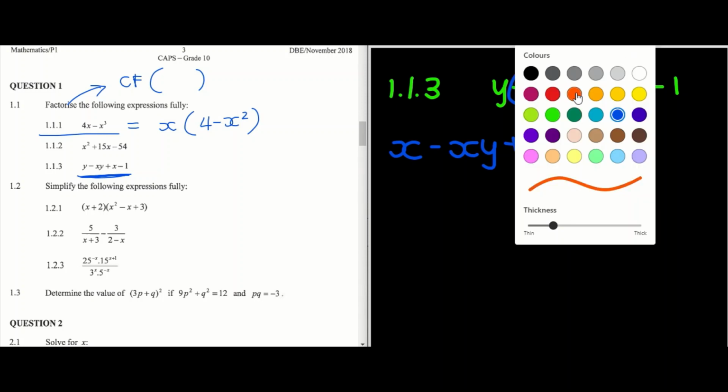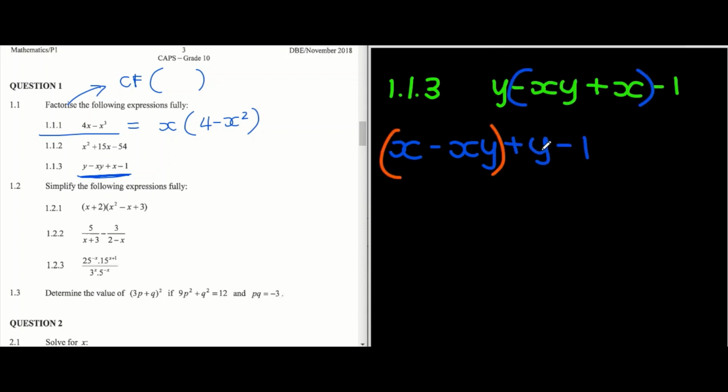Now, if we group these ones, we might be able to factorize them into that form, common factor and everything left over. So if we group it like this, what we can do is we're going to see what common factors we can take out.